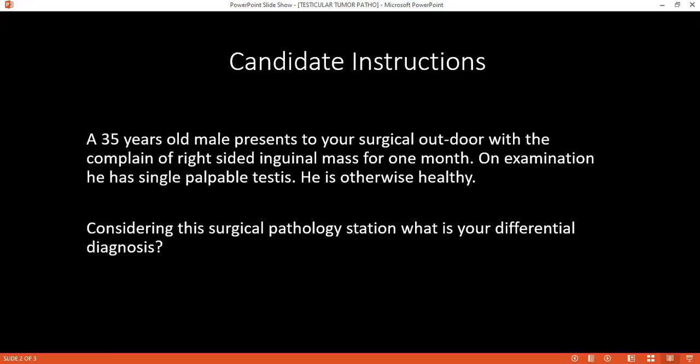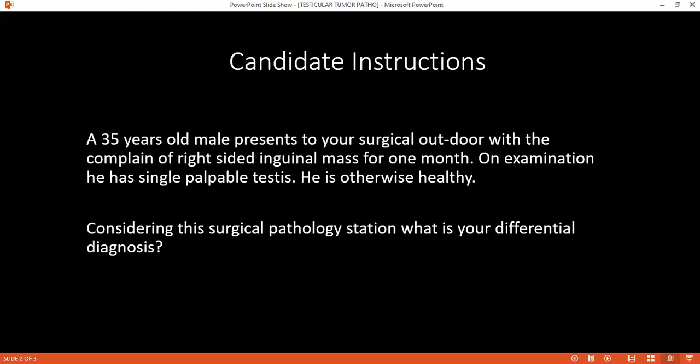Right, so if you are ready, considering a surgical pathology station, kindly tell me, what are your differential diagnoses for this patient? My first differential will be testicular cancer, secondary to undescended testis. Then it will be inguinal hernia. And it will be inguinal lymphadenopathy. Also varicocele. Yes, all right, good, thank you.